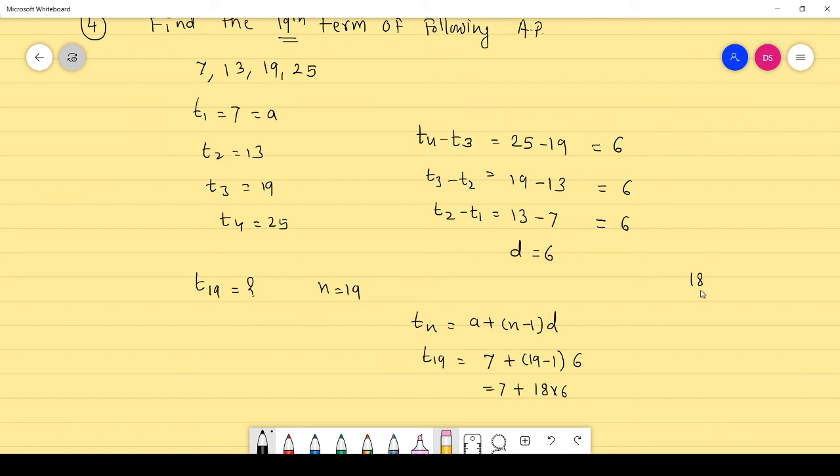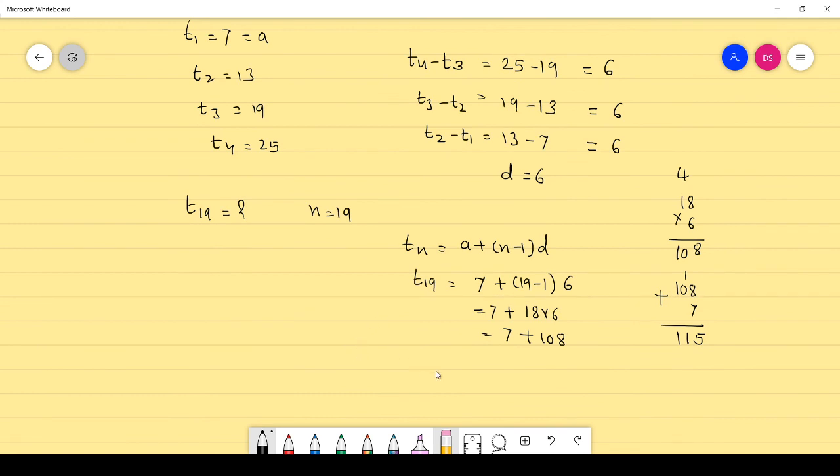What is 18 into 6, right? 6 8s are 48, 4 remainder. 6 1s are 6 plus 4, 10, so 108. So 18 times 6 is 108. So 7 plus 108 is equal to 108 plus 7, right? So you will get 8 plus 7, 15. 1 remainder, 1 plus 0 is 1, 1 1 5, right? So we got T19 equal to 115. So this is the solution of the fourth problem.